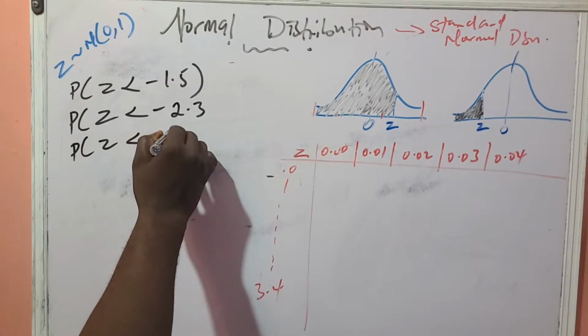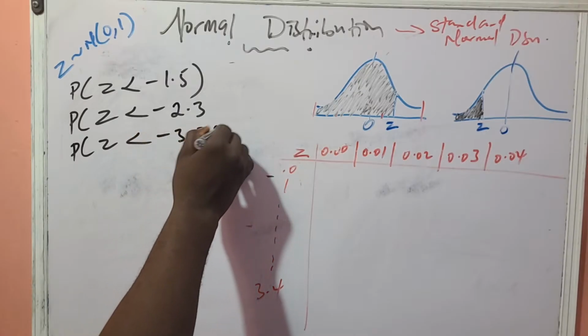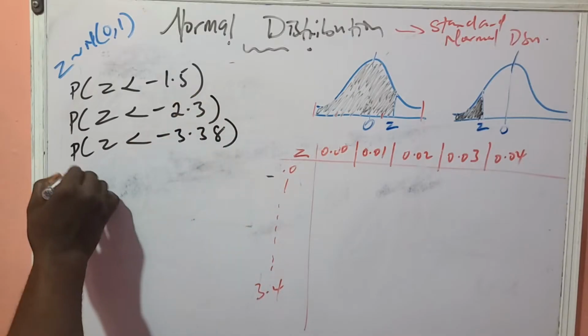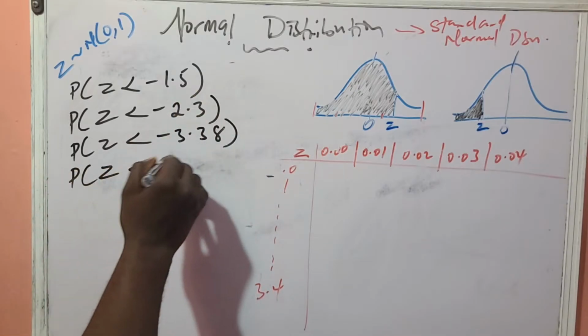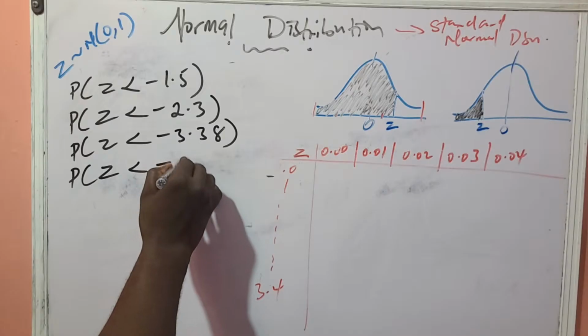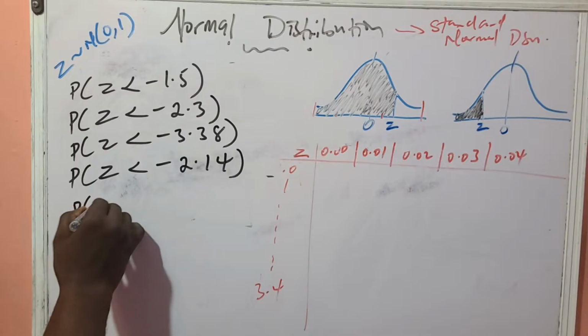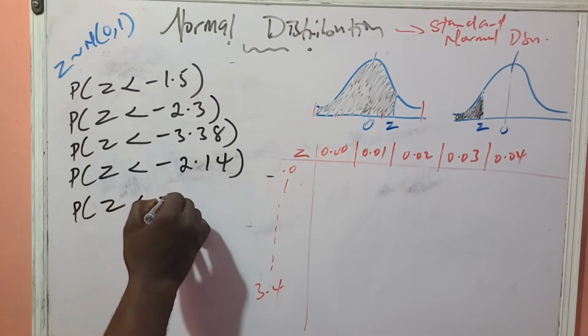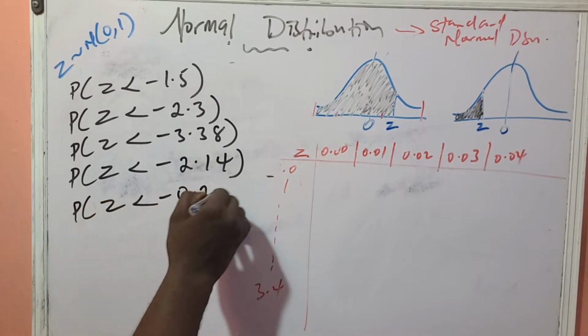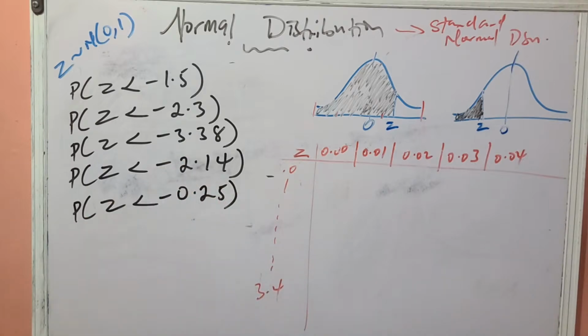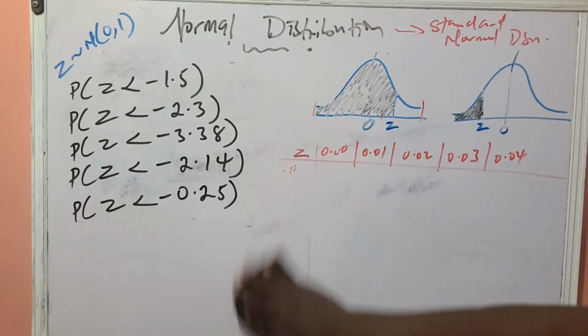minus 3.38. Let me also do for probability of z less than minus 2.14. Probability of z less than, let me do minus 0.25. So let's try and solve these 5 different questions very quickly. I may solve like 1 or 2. You guys may solve the rest.